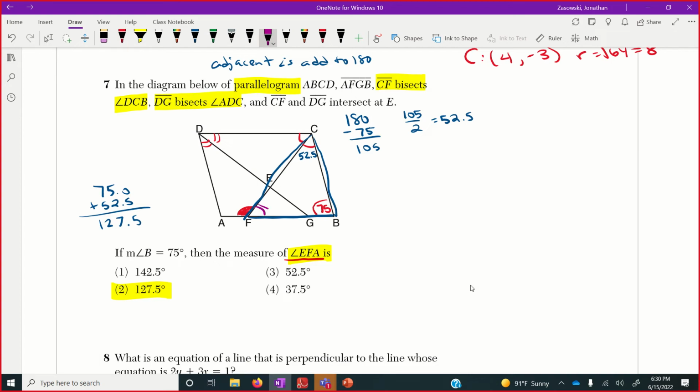Or if you weren't sure that you could do that, or if you forget, remember we can find this angle first and then just take away from 180. So we already know that adding these two gets 127.5, which is the sum of this. That's not that angle. Don't put that there. That doesn't go there. That was a mistake. 180 minus 127.5.